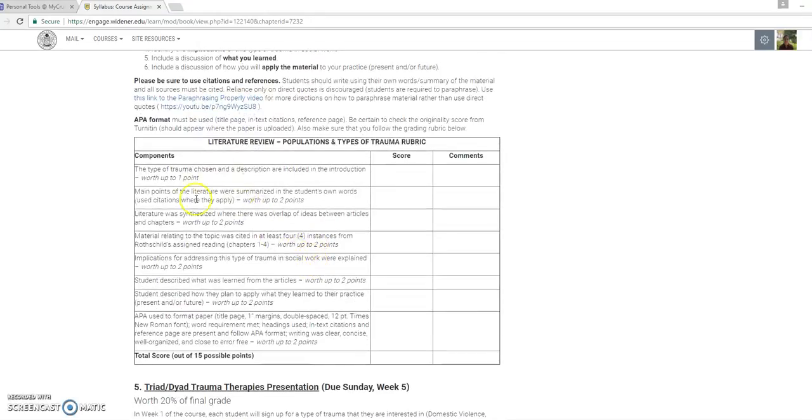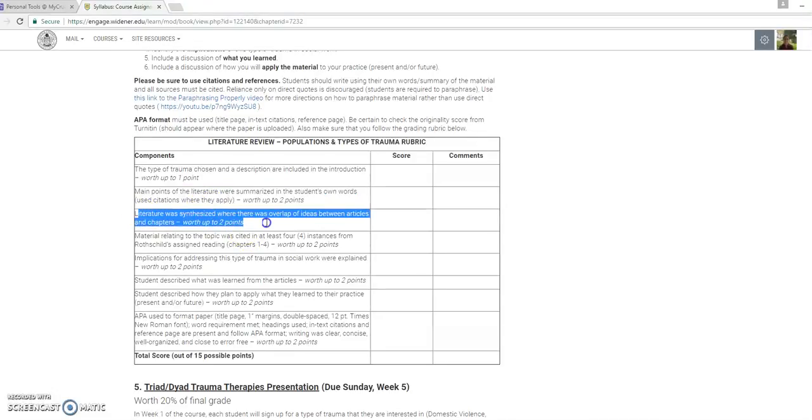And here are the points, it's out of 15 points. So the maximum points are 2. This is where you get 1 point: the type of trauma chosen and a description are included in the introduction. So this is an easy 1 point to get. Main points of the literature were summarized in your own words, and citations were used where needed.